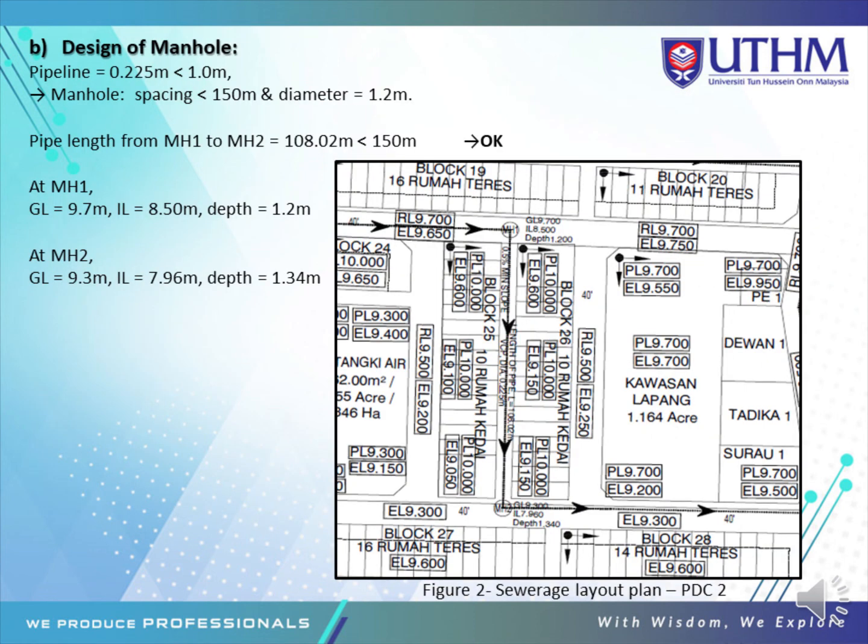Design of manhole. The pipeline diameter equal to 0.225 meter, so the manhole spacing must be less than 150 meter and diameter equal to 1.2 meter. The pipe length from manhole 1 to manhole 2 equal to 108 meter, and at manhole 1, the ground level equal to 9.7 meter and the invert level equal to 8.5 meter, so the depth for the manhole equal to 1.2 meter. At manhole 2, the ground level equal to 9.3 meter and invert level equal to 7.96 meter, so the depth for manhole equal to 1.34 meter.